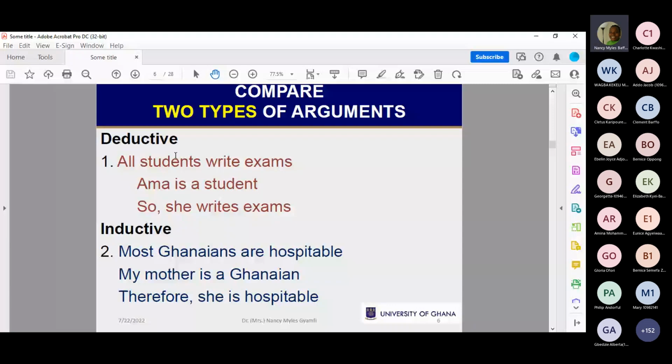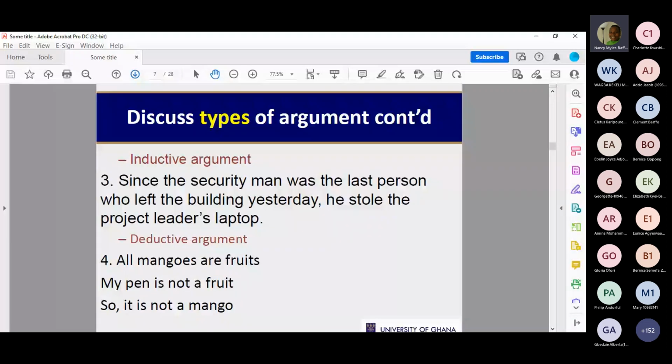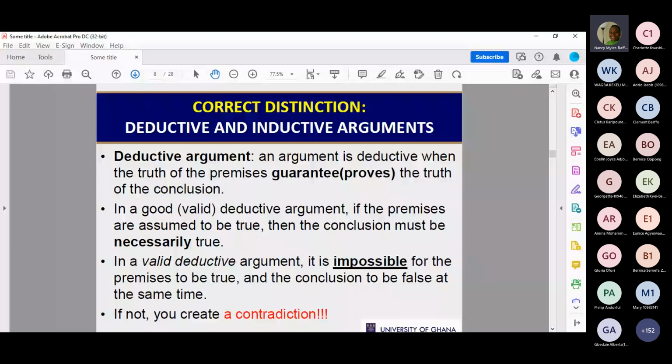Therefore, how do you distinguish a deductive argument from an inductive one? Simply this. For deduction, if the premises are true, the conclusion will have to necessarily be true also. Otherwise, you create a contradiction. But for induction, look on your screen now, it is possible to have the premises being true and yet the conclusion not being true. There will be no contradiction created.